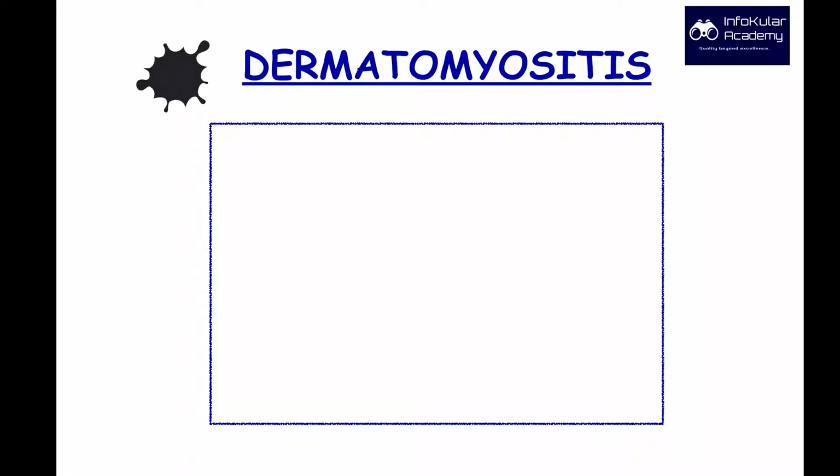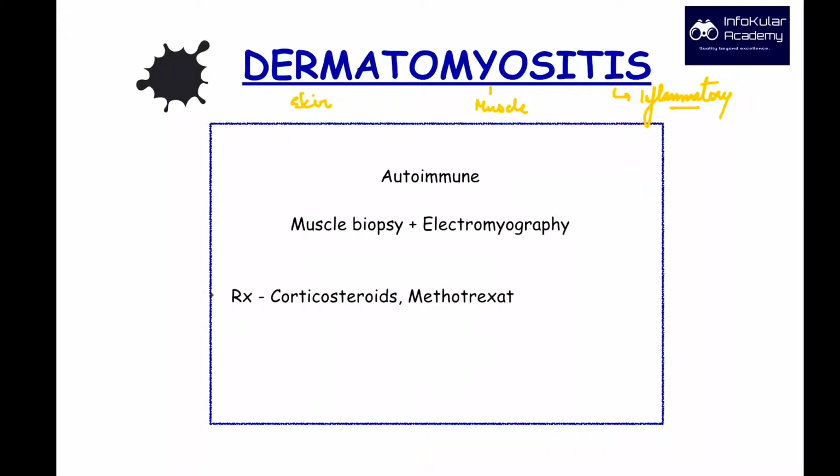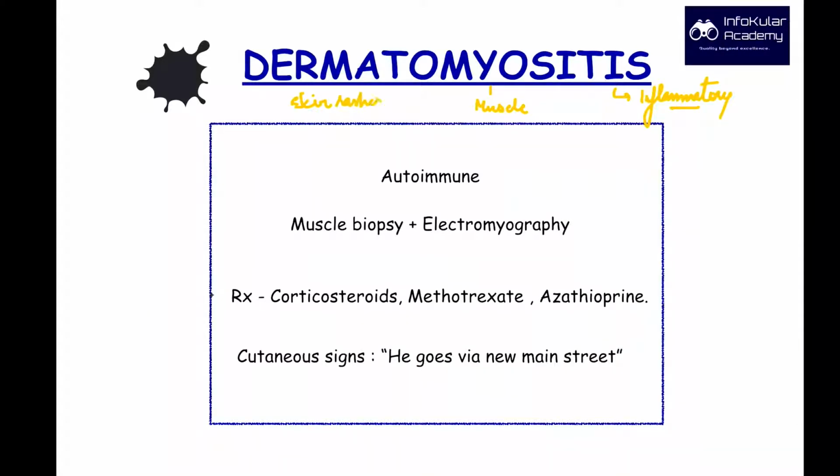We'll start with dermatomyositis. Dermato as in skin, myositis as in muscle, and itis is an indication of inflammatory processes. Now, it looks like an inflammatory process, but actually it is an autoimmune process, which shows skin rashes and muscle weakness. This muscle weakness can be diagnosed through muscle biopsy or electromyography, whereas skin rashes, being very evident, can be seen clinically, and hence dermatomyositis is important from a dermatological point of view.